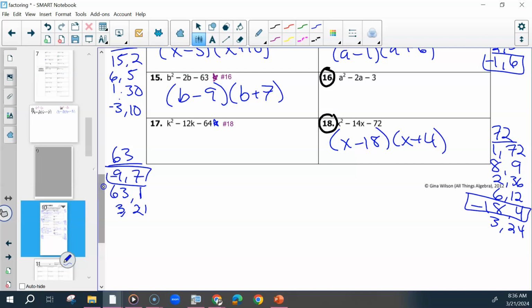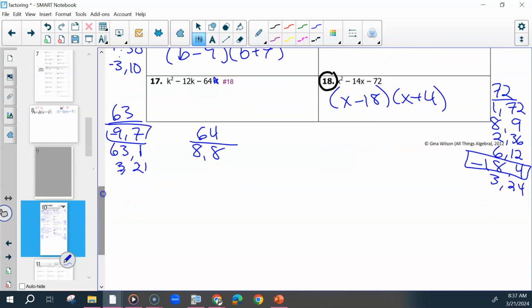Any others in that section? Yes, 17. We need factors of 64. Another one that has a lot. 8 and 8. 12 and... No, if it's 12, we could have looked at that one. 16 and 4. 2 and 2. 1 and 64. We have 8 and 8.